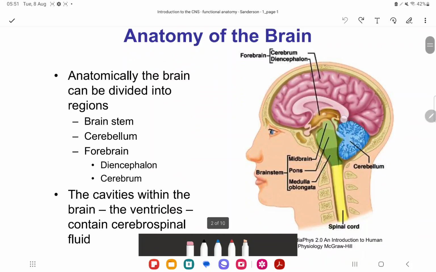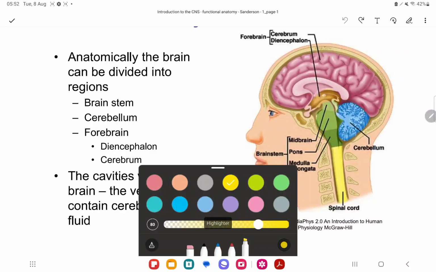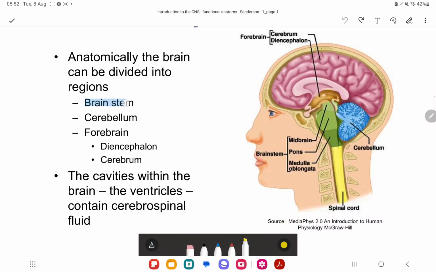So, the first part, I'm going to try and break this down as much as possible. When it comes to the anatomy of the brain, how you want to start off by describing it is that the brain is divided into different regions, and we can just divide it into three separate parts, which would be the brainstem, the cerebellum, and the forebrain.